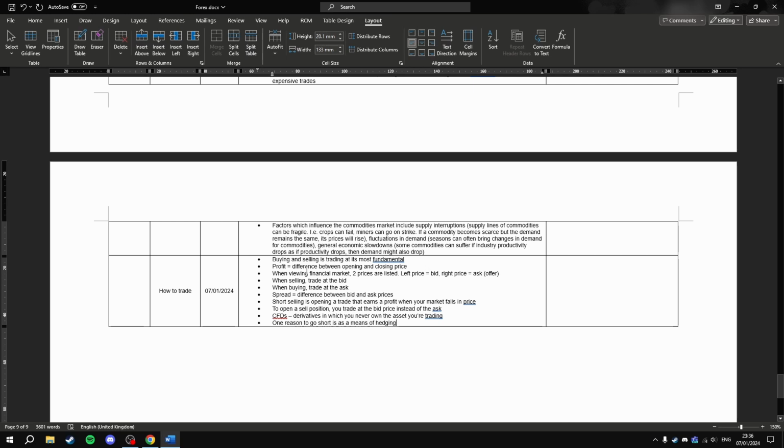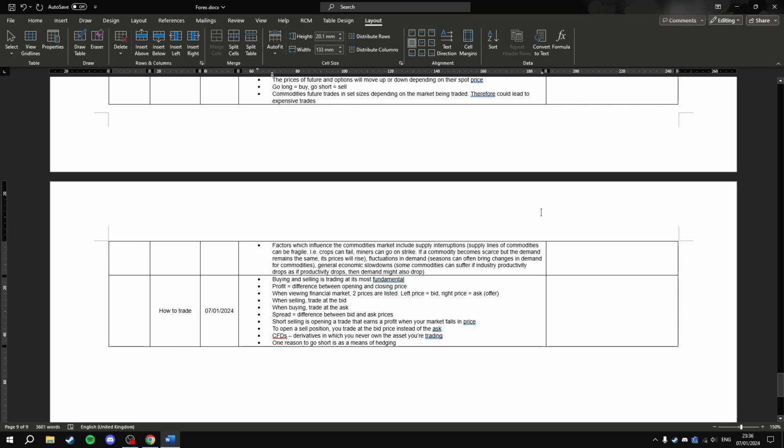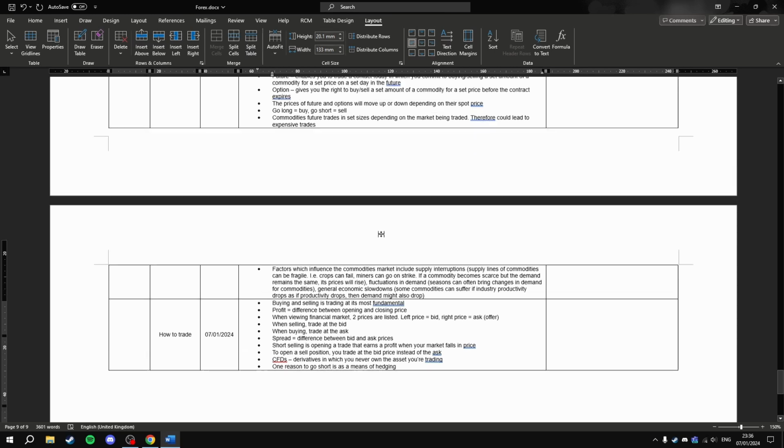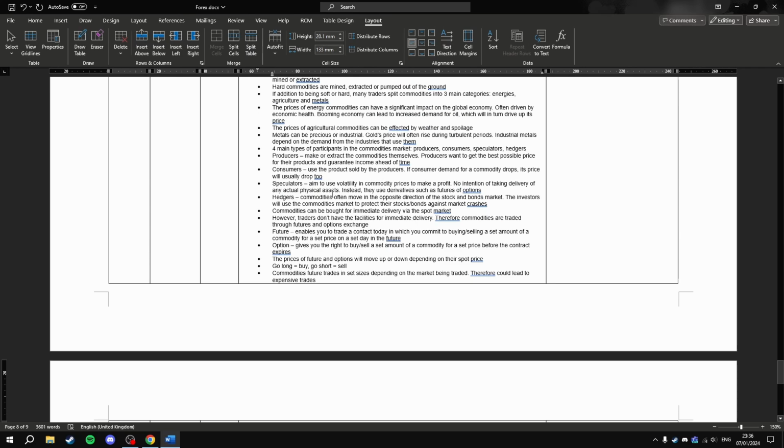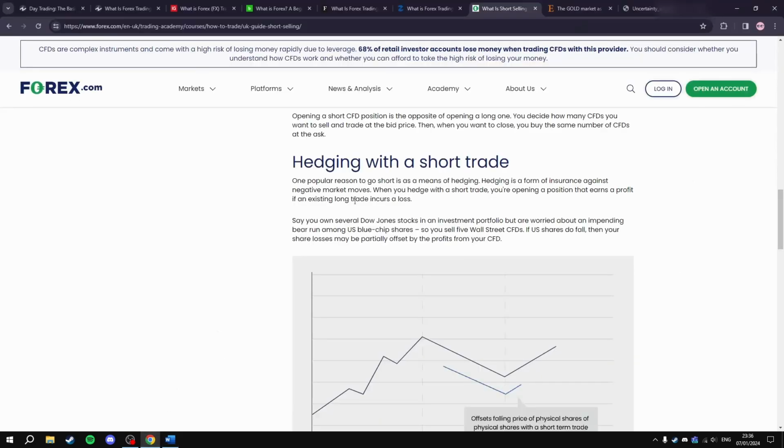And hedging, in the last episode or video, we saw, is where you keep something to mitigate against the risks of losing your other trades. That's what hedging means, isn't it? To protect against market crashes, yeah. Hedging is against negative market moves.